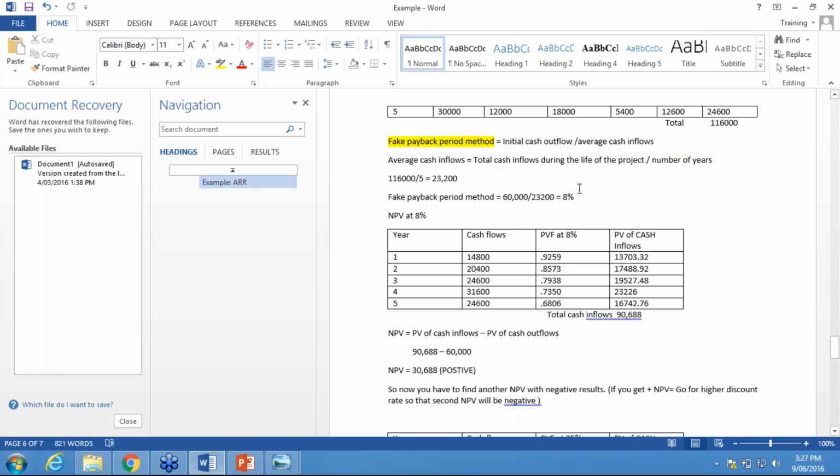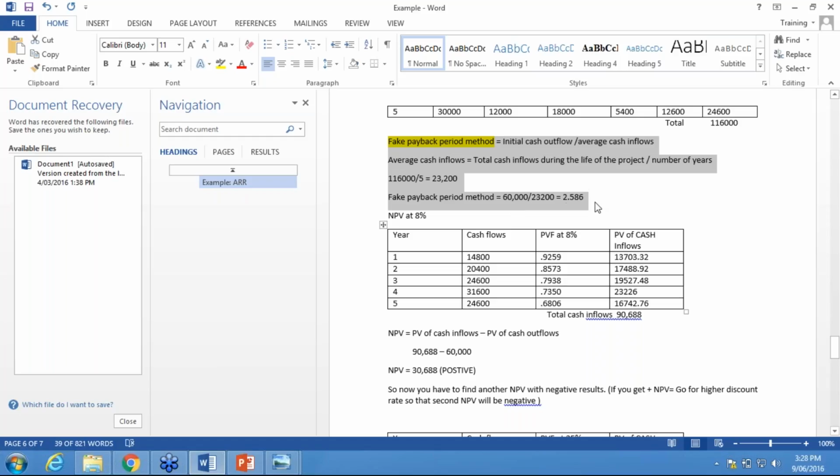60,000 divided by 23,200. I have missed one thing here. Sorry, the figure is 2.586. Now, that's your step number 1. So in step number 1, you just need to calculate the fake payback period.